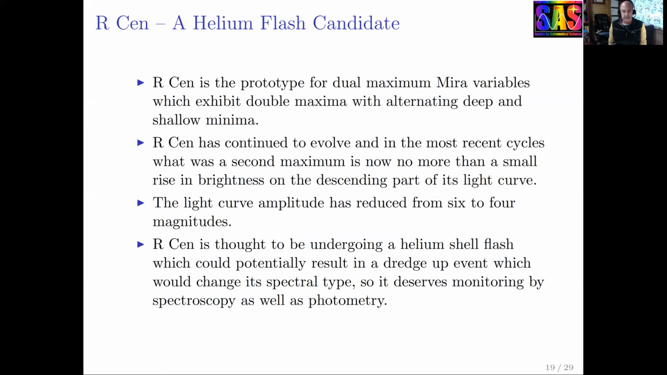Also the light curve itself has reduced in amplitude from 4 to 6 magnitudes, and its period has dramatically changed. The reason for this, it's thought, is that it's undergoing a helium shell flash. That's when inert helium in the star ignites and begins to burn in a thermonuclear sense, injecting an enormous amount of heat deep into the star, which then works its way to the surface. Now, potentially, this could result in a dredge-up event, bringing particularly carbon into the atmosphere, which could change its spectral type.